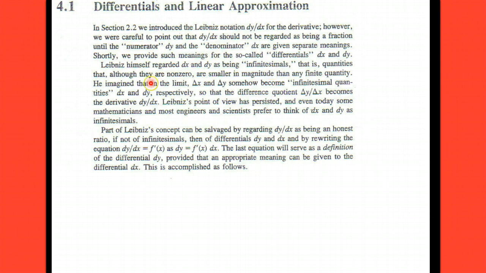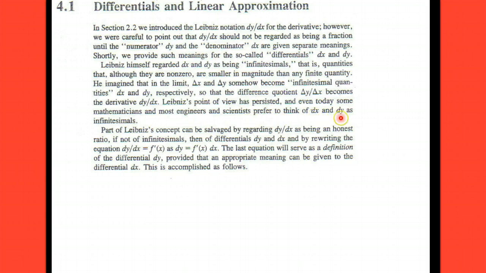That is, quantities that, although they're not zero, they're smaller in magnitude than any finite quantity. So just this itty bitty, teeny weeny, infinitesimally small quantity, like as close to zero as you can get. And so he imagined that in the limit, change in x and change in y somehow become infinitesimal quantities, dx and dy respectively, so that that difference quotient, change in y over change in x, becomes the derivative dy over dx.